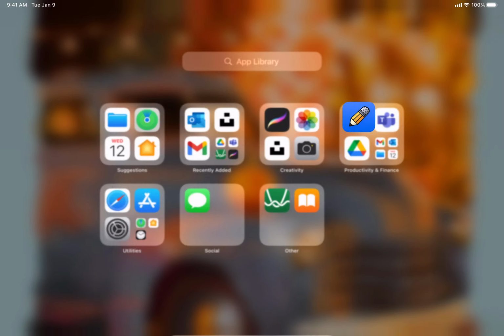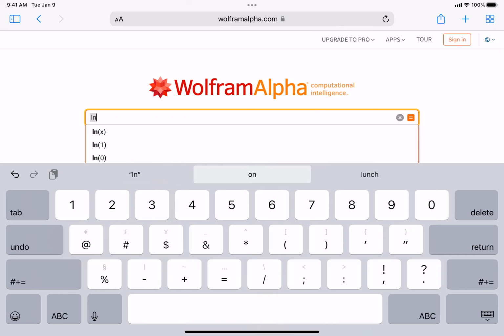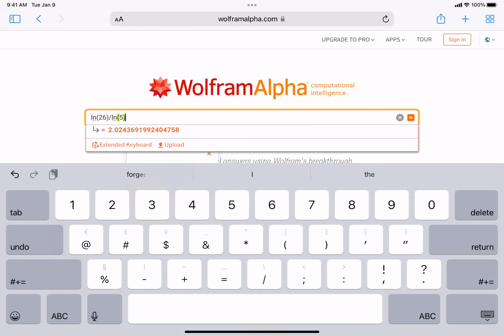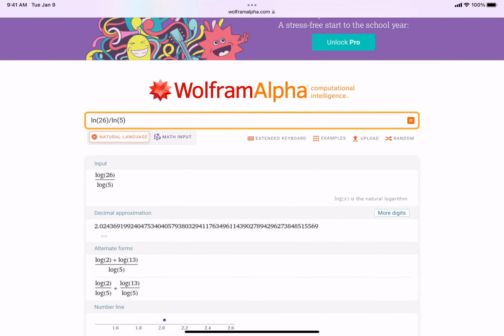So what would I do on my calculator? I would plug in something like ln of 26, and I would divide that by ln of 5. Okay, and we get 2.02 something, right? So, like we said, the power that we need to take 5 to in order to achieve 26 is this number. So if I take 5 to the power 2.0243, all of that, then I get 26 as the answer.